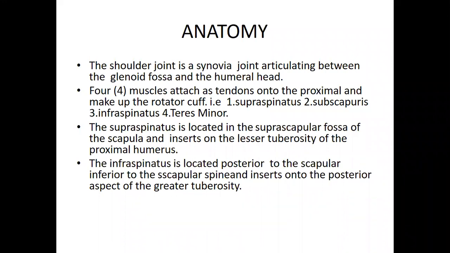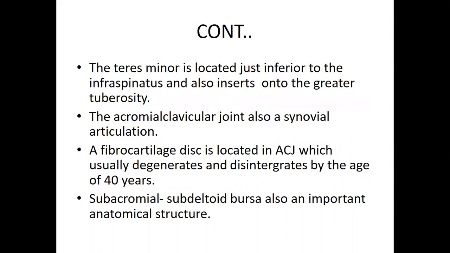The supraspinatus is located in the suprascapular fossa of the scapula and inserts on the lesser tuberosity of the proximal portion. And the infraspinatus is located posterior to the scapula, inferior to the scapular spine. It inserts on the posterior aspect of the greater tuberosity. I should mention here that if you want to understand the shoulder anatomy very well, you had better divide it into 4 components: the anterior aspect, the superior, the lateral, and the posterior. So we will have a systematic way of approaching it so that we can understand exactly what is involved.